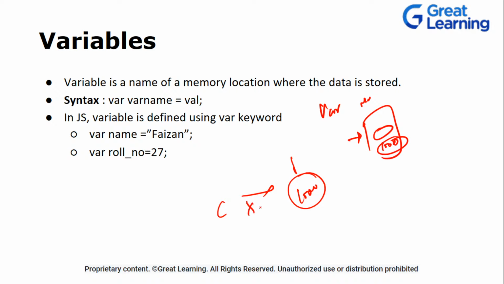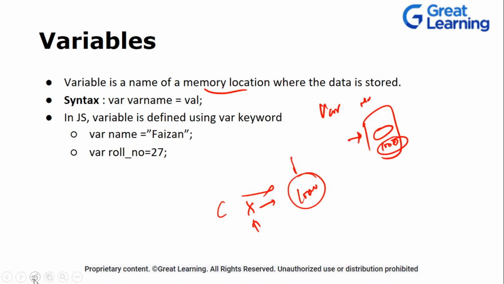So instead what we will do, we'll use a variable name to refer to this location. Let's suppose this is an X, and now to this location that is 1000, X will help me to navigate. So variable name is nothing but the memory location where the data is stored.